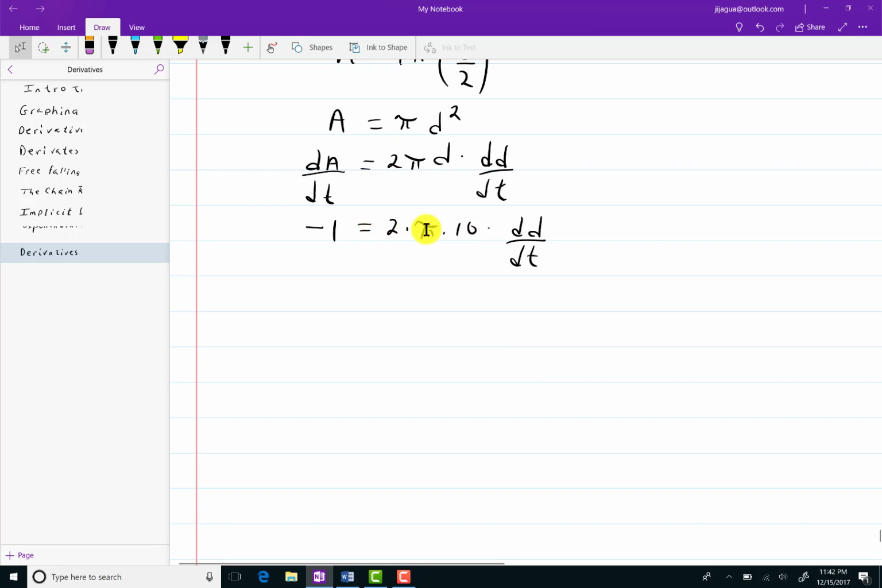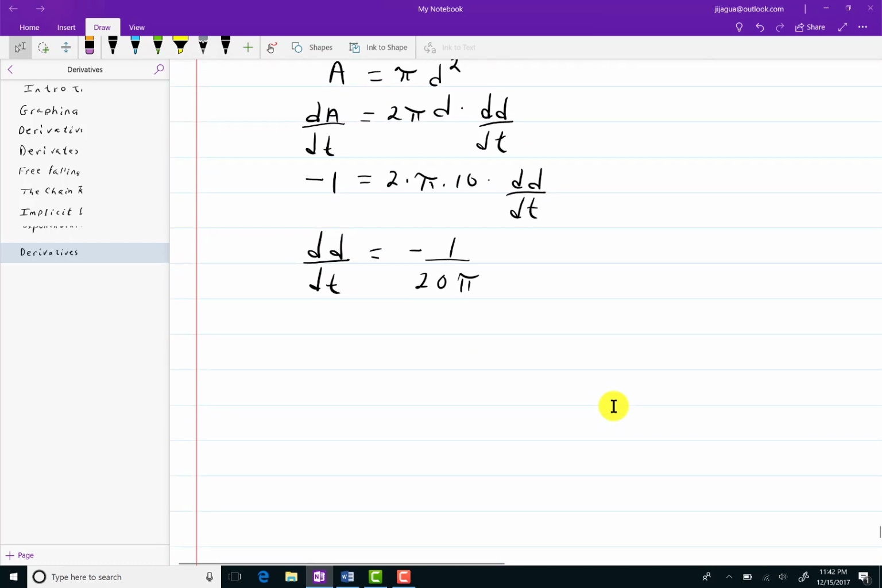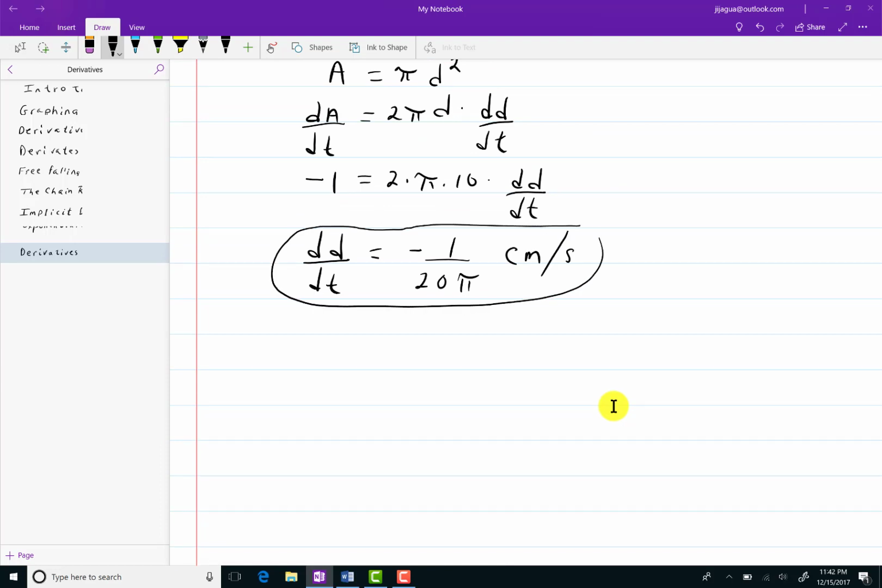And that's going to be 20 pi. If I solve, I'll get dd over dt equals -1 over 20 pi. And since we're talking about the diameter, it's measured in centimeters per second. Notice the negative indicates that the diameter is getting smaller.